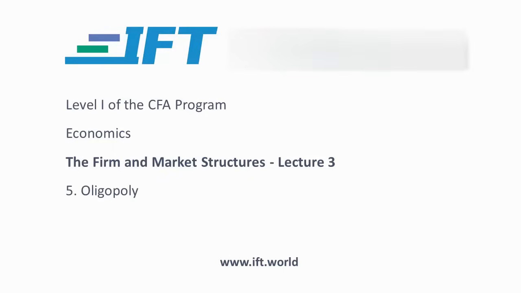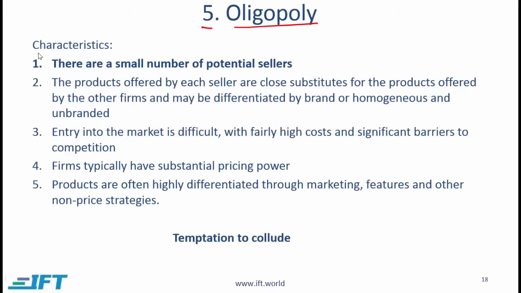Section 5, Oligopoly. Here are the characteristics which have been taken from the curriculum. The most significant characteristic of an oligopoly market is that there are a small number of sellers who dominate the market.